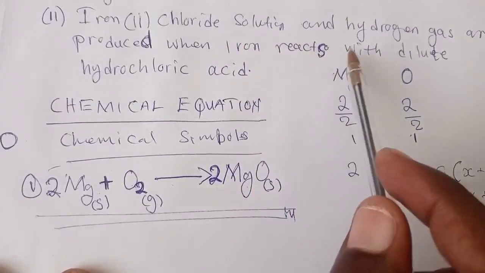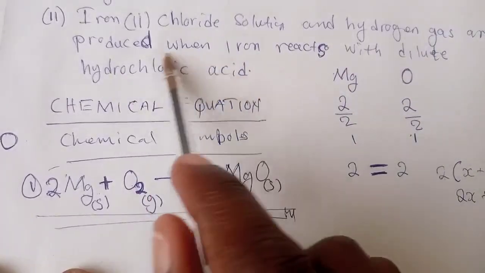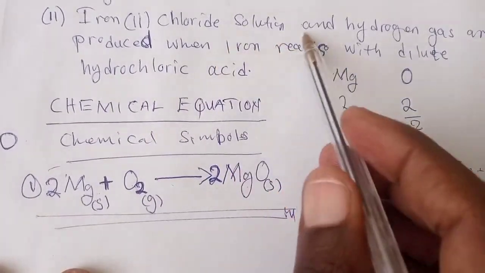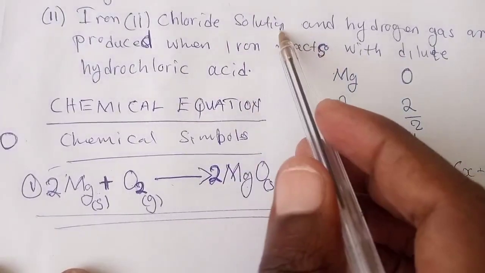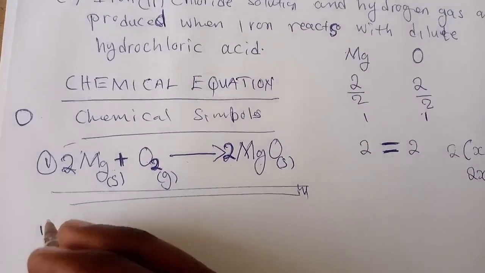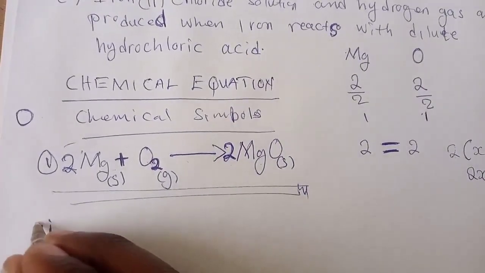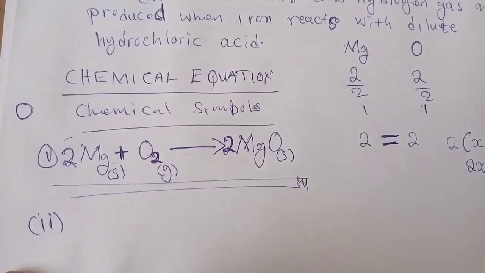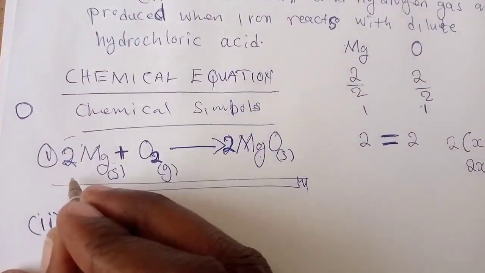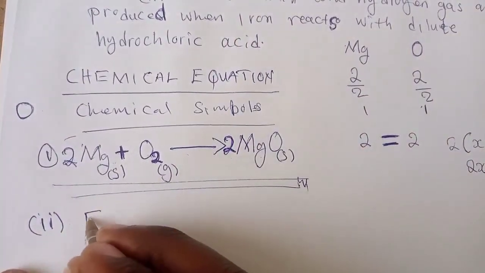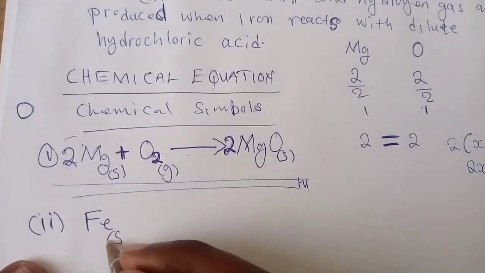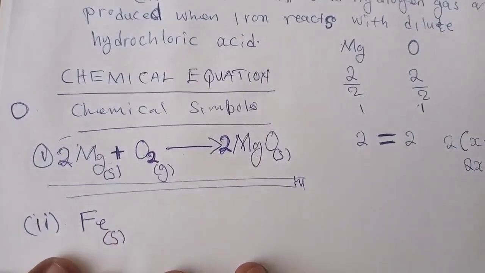So when iron reacts with what? Dilute hydrochloric acid. So you need to know the symbol for iron. So iron is a reactant because it is reacting with dilute hydrochloric acid. So you need to know how to write it. So this is our number 2, like that. So iron, you write it as this. This is the symbol for iron. Iron is a solid. It is one of the transition metals.